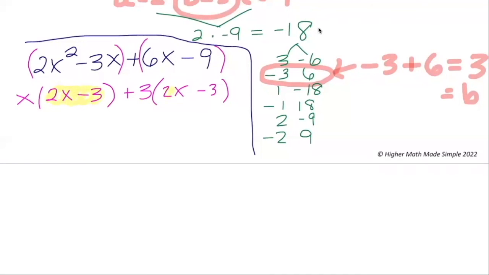Always check that the expressions inside the parentheses match. And again, just a reminder that this is all one term and this is all one term. So we have 2 terms. So the greatest common factor is 2x minus 3. They both have 2x minus 3 in common. So if I take out a 2x minus 3 from both terms, what is left is an x plus 3.